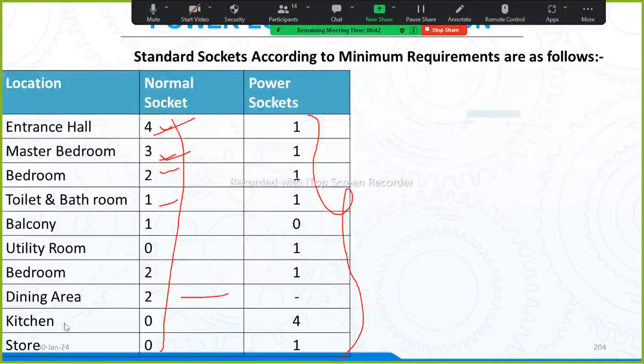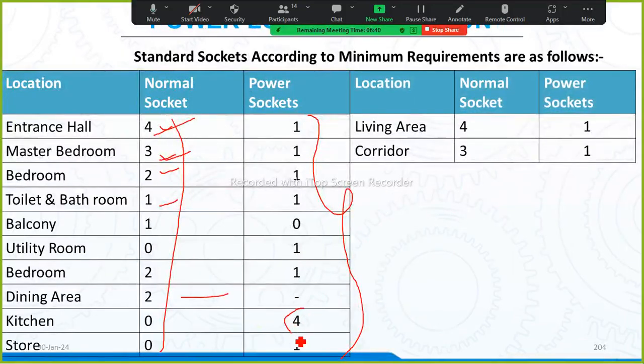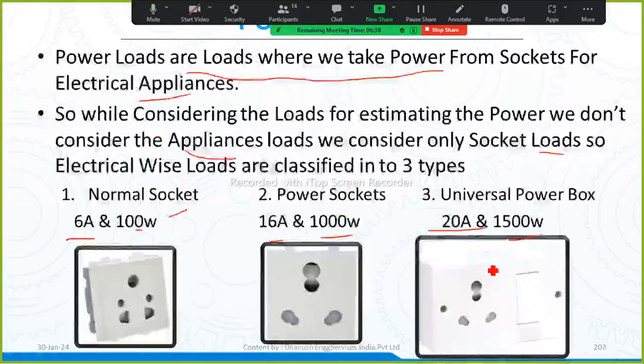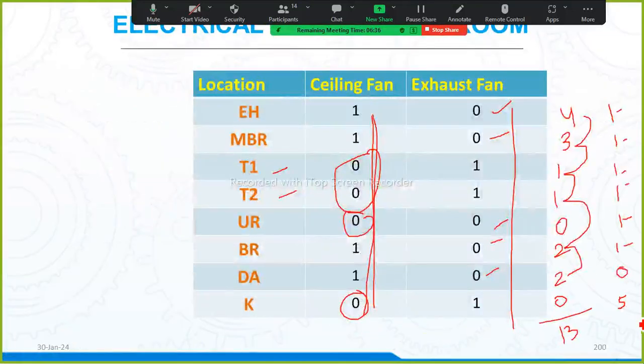Because as per the standards, in a kitchen it is 4 to 6. 4 to 6 is as per the standard. So I think I have taken 5 sockets here. So when you add that up, what is the total? 1, 2, 3, 4, 5, 6 plus 5. That is equal to 11 sockets.